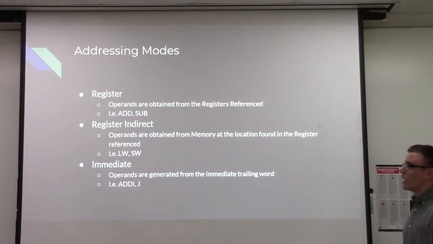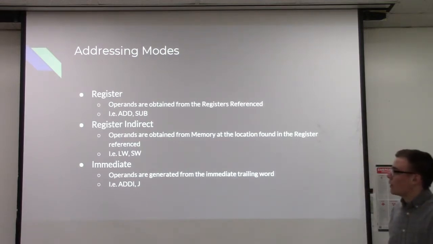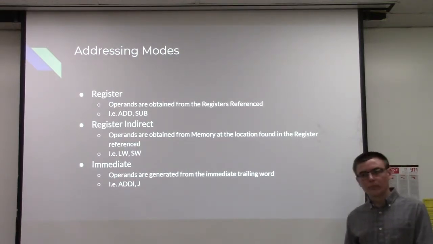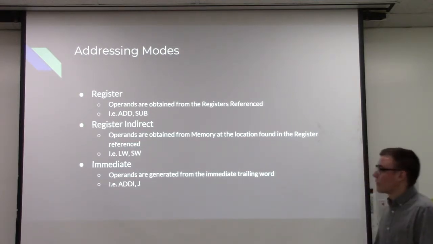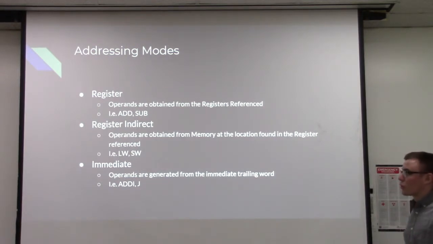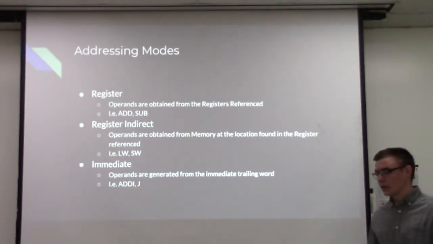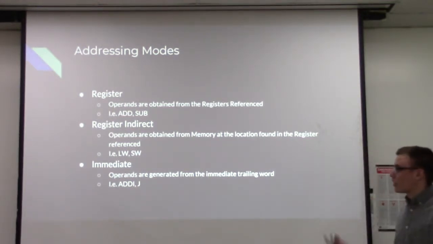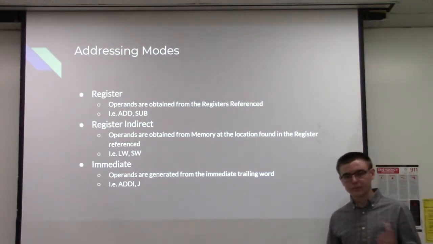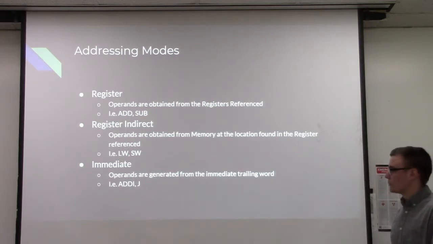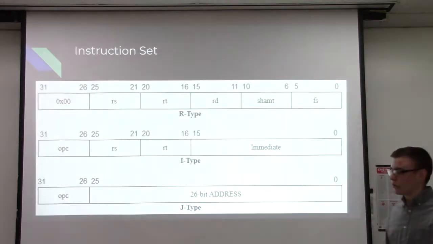So our addressing modes, we have register, where operands are obtained from the registers in the CPU, i.e. we use add and sub. So those kinds of operands use the register values. We have register indirect, which is used for load word and store word, where we're doing the effective address calculation and then getting the operands from memory. And then we have our immediate, which is generated from the immediate trailing word, which is the 16 bits that we will sign extend, or however we generate the value with the 16 bits, which we use in add immediate and jump and other of those types.